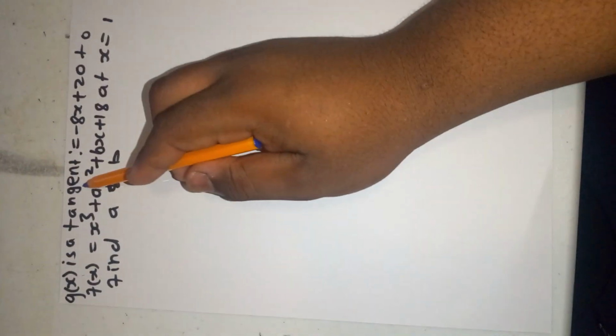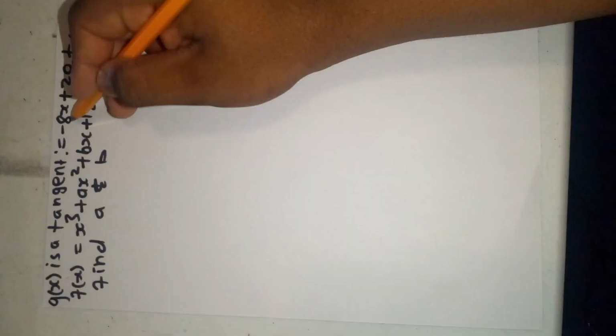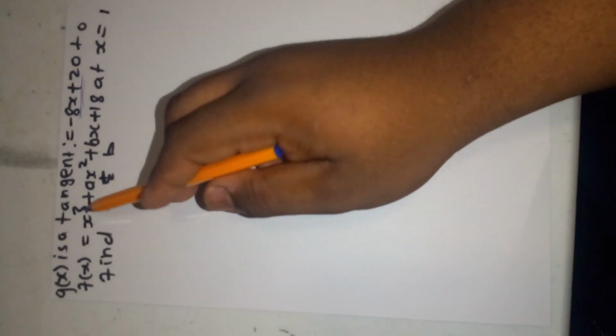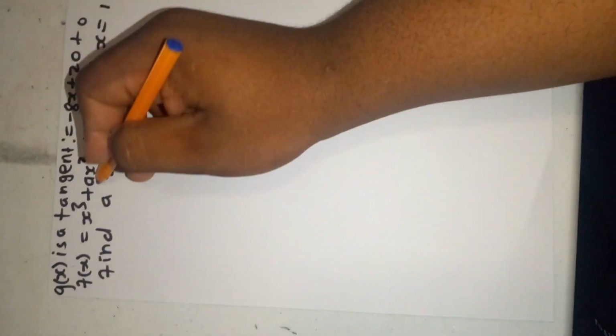Now here's the second question, second scenario. You can pause and try it out, but now let's go. g of x is a tangent. So now it is the equation of the tangent to f of x, which is this one. And already I can see that a and b are missing, at x is equal to 1.